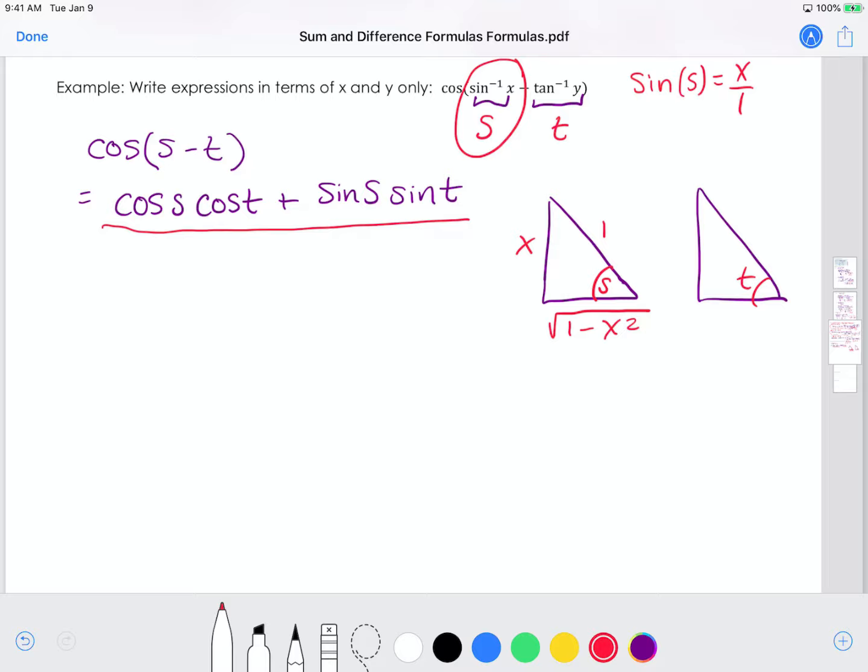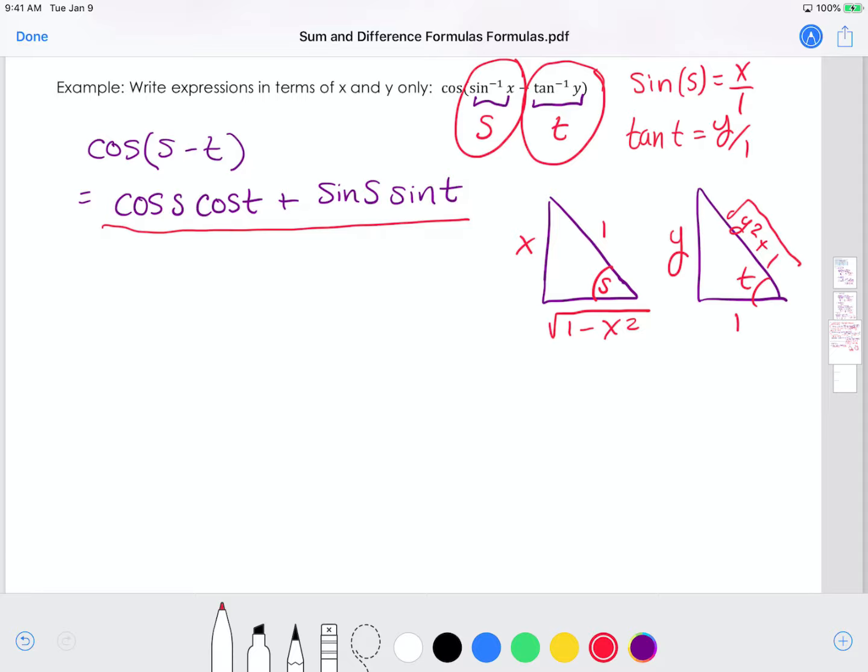Okay, now for angle T, that's this angle here, it's telling us that the tangent of angle T is equal to y, and I can write that over 1. And tangent is opposite over adjacent. So I'm going to label my opposite and adjacent sides with y and 1. And then I can find my hypotenuse using Pythagorean theorem, which I would get the square root of y squared plus 1. Now I have all the information I need.